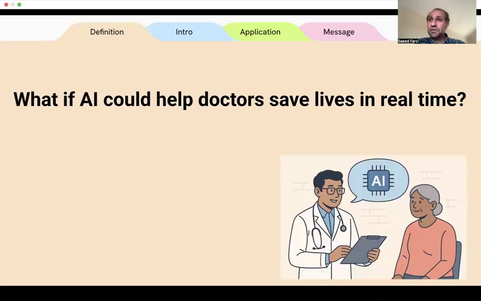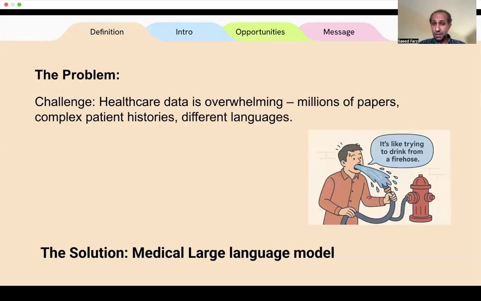What do you think? Lots of knowledge, lots of papers. AI needs to learn from millions of scientific papers in the medical domain, and learn complex patterns in patient stories and medical narratives in different languages. We are talking about all the medical data. It means that the main challenge is that healthcare data is overwhelming. That sounds like trying to drink water from a fire hose. Really, really difficult. What's the solution?